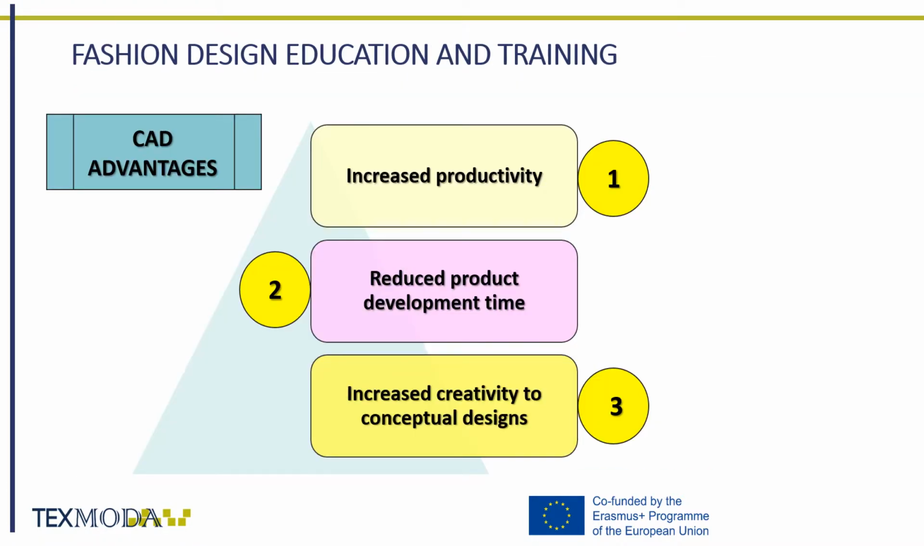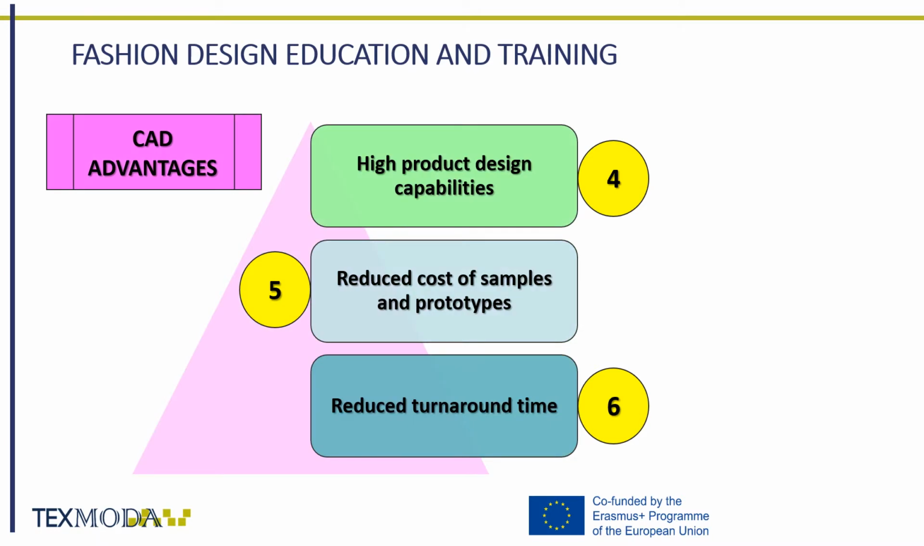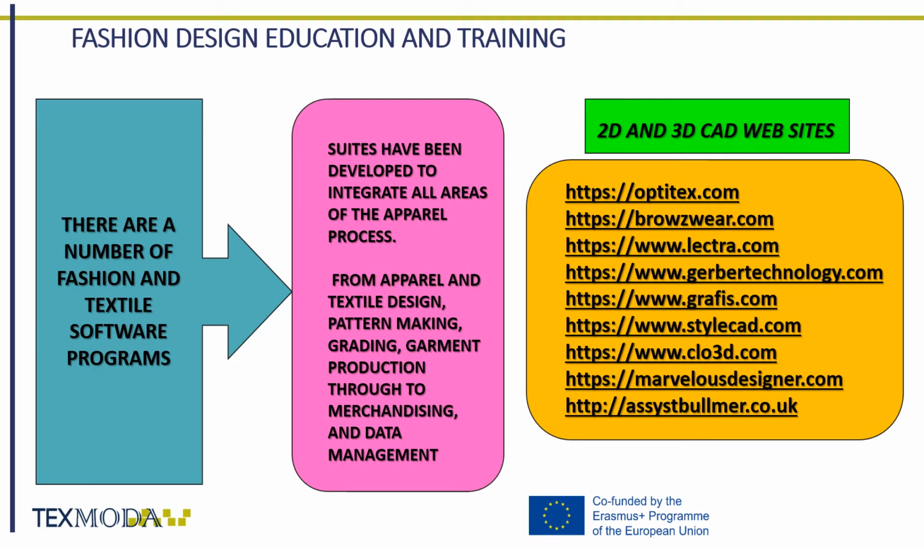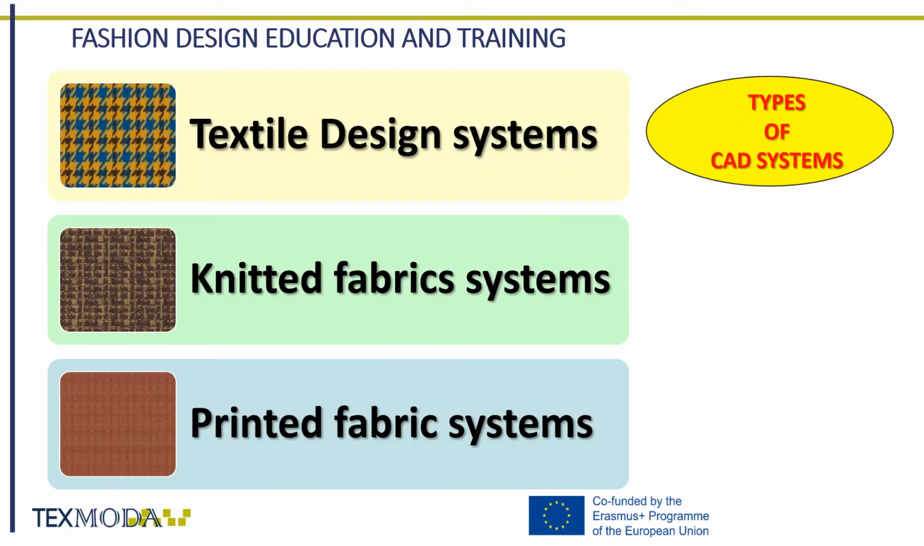In sum, it is easy to perceive the advantages that result from the use of a CAD system: increased productivity, reduced product development time, increased creativity in conceptual designs, high product design capabilities, reduced cost of samples and prototypes, reduced turnaround time. There are a great many fashion and textile software programs designed specifically for small businesses and freelance designers. Those suites have been developed to integrate all areas of textile and apparel design. Since CAD systems are manufactured by different companies, there are different solutions with various models available.